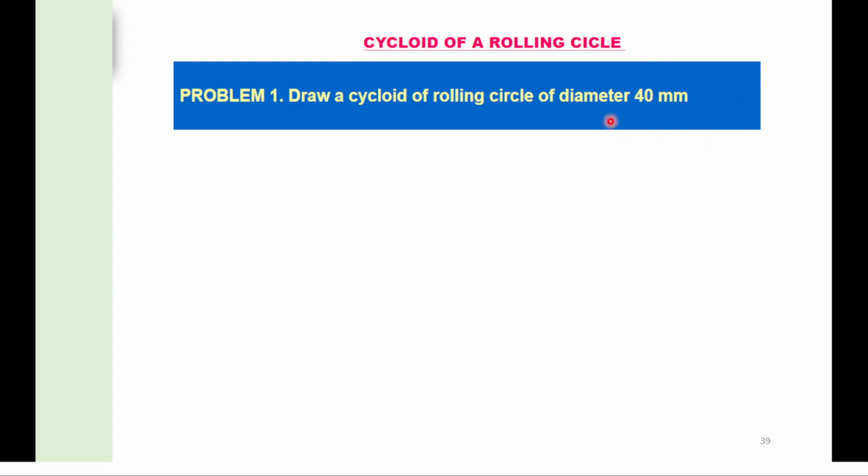They have asked us to draw the cycloid of a point on a rolling circle having diameter 4 centimeter. Now we will draw, obviously, a 4 centimeter diameter circle. Then this is a horizontal line. Then we will divide this circle into 8 equal parts.